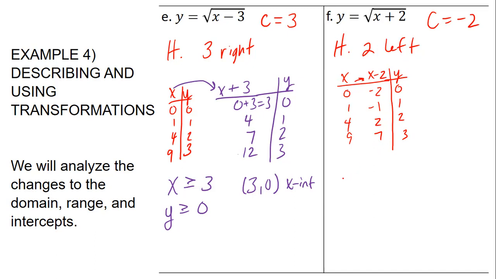Now, this is where it gets a little tricky. I can do everything else here just like I did. So what's my domain? Perfect. What's my range? 0. And what intercept can I tell from the table?